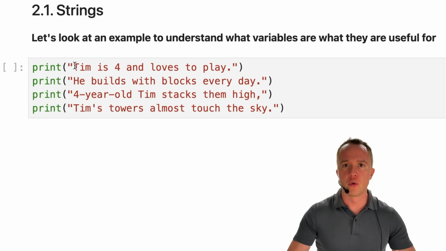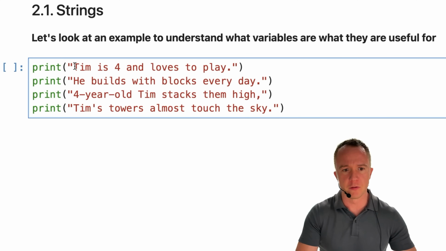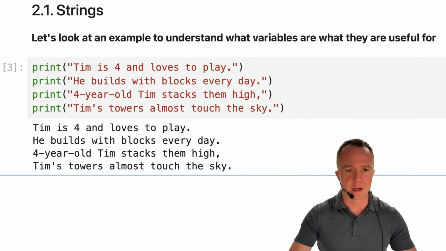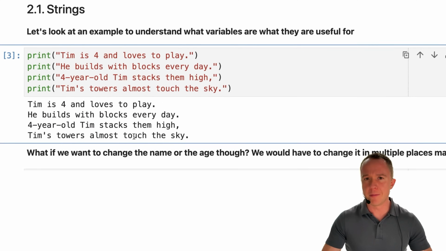use variables. If we're printing a little poem here, Tim is 4 and loves to play. He builds with blocks every day. 4-year-old Tim stacks them high. Tim's towers almost touch the sky. Execute that and we get exactly this text. What if we wanted to change the name and the age though?